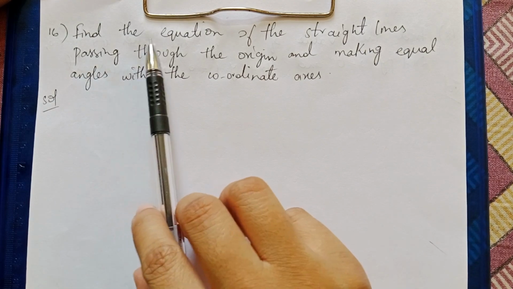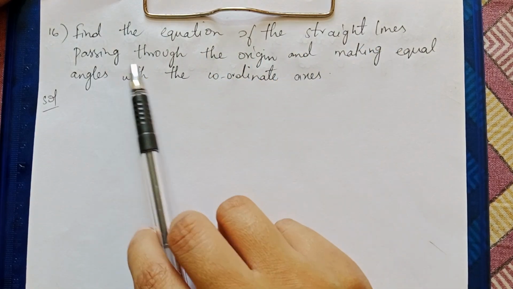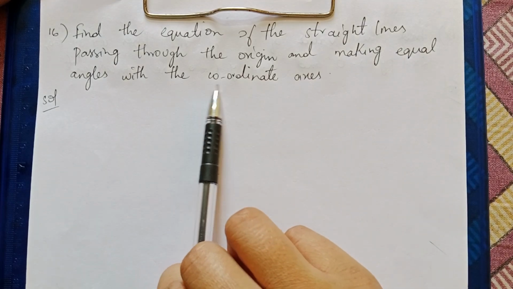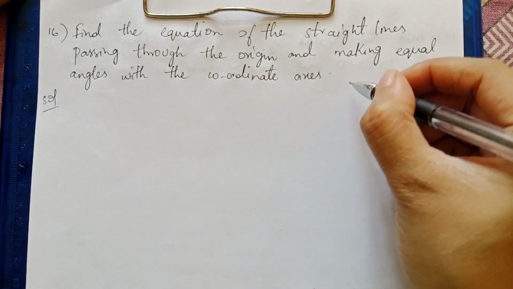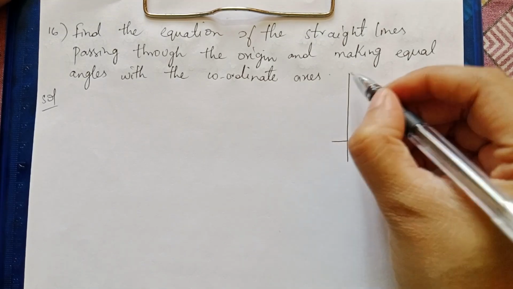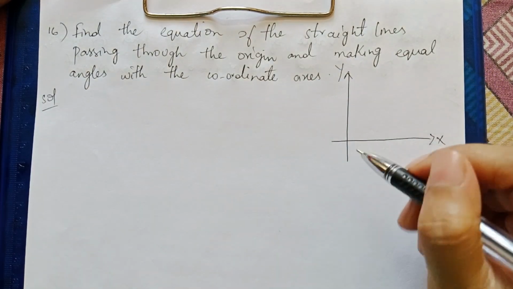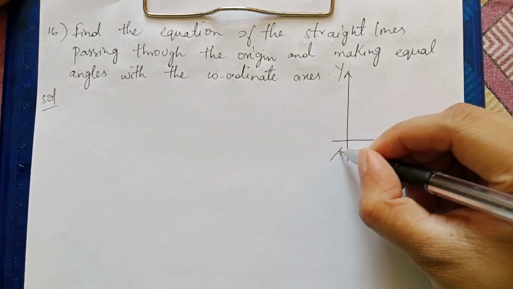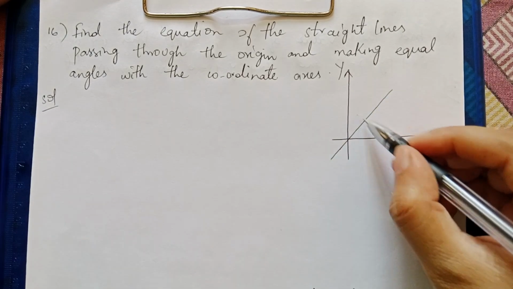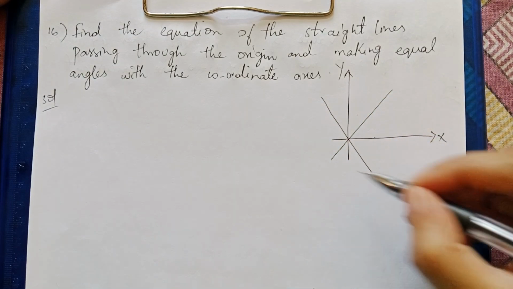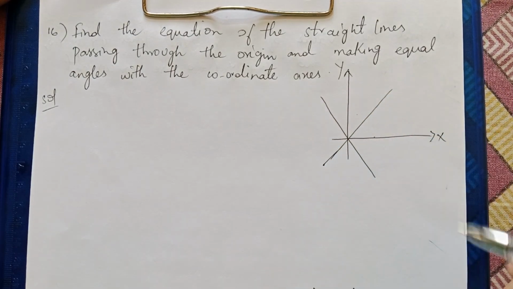Next question is: find the equation of the straight line passing through the origin and making equal angles with the coordinate axes. So we already know that there are two coordinate axes, x and y. Through the origin the lines are passing, so one can go like this, so that the angles divide equally. Similarly, another line can pass in this way, so that the angles divide equally.